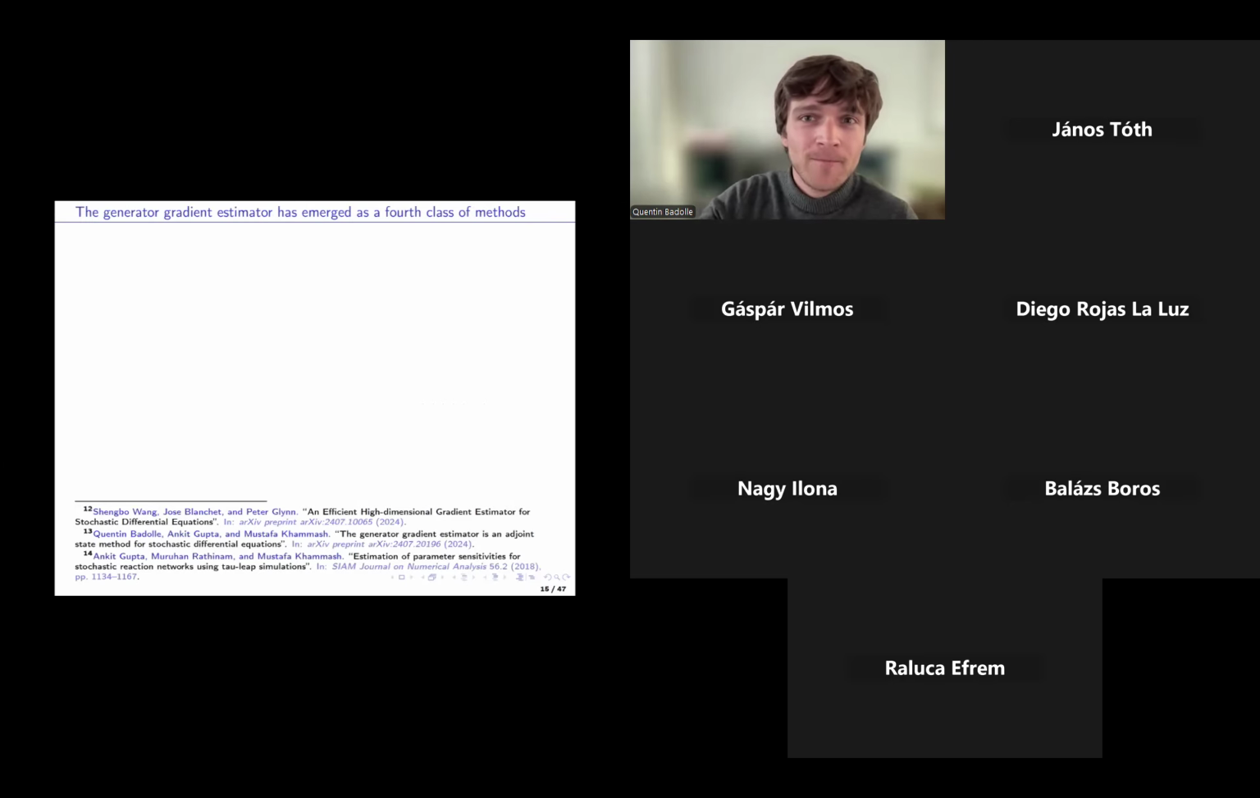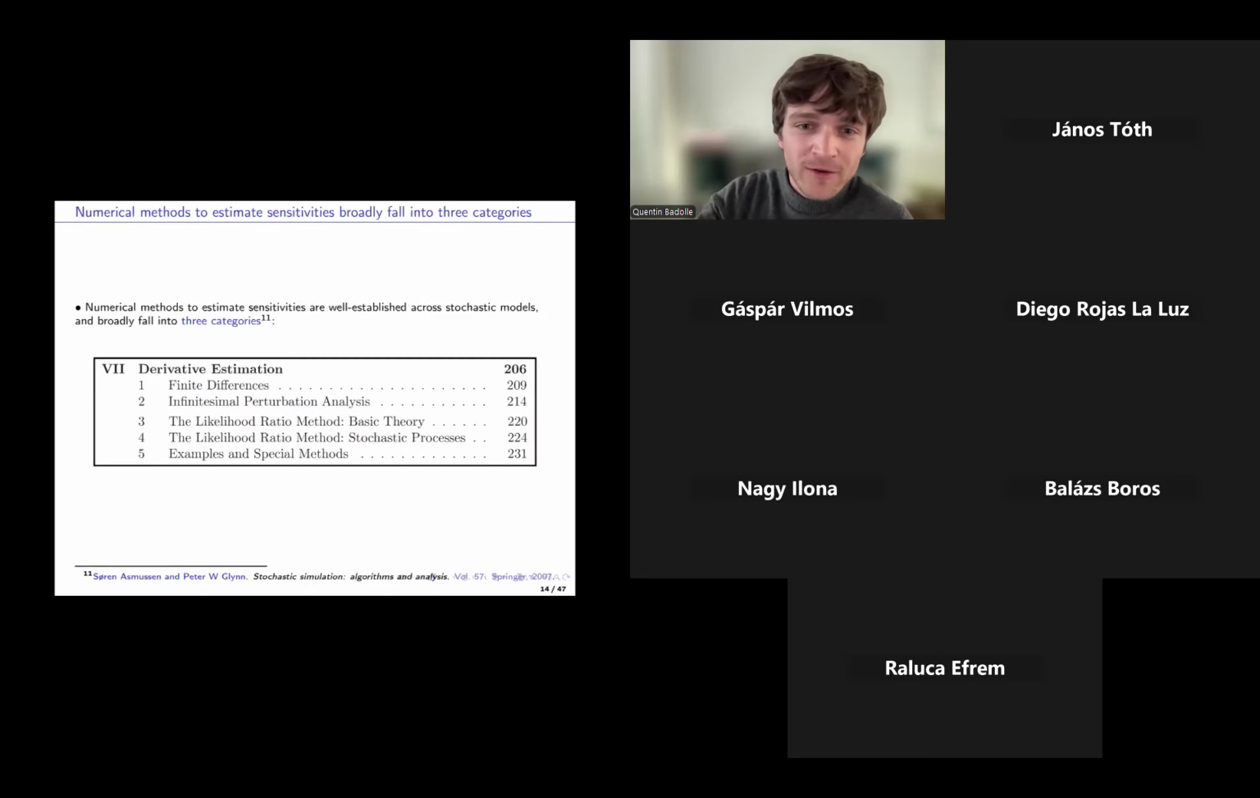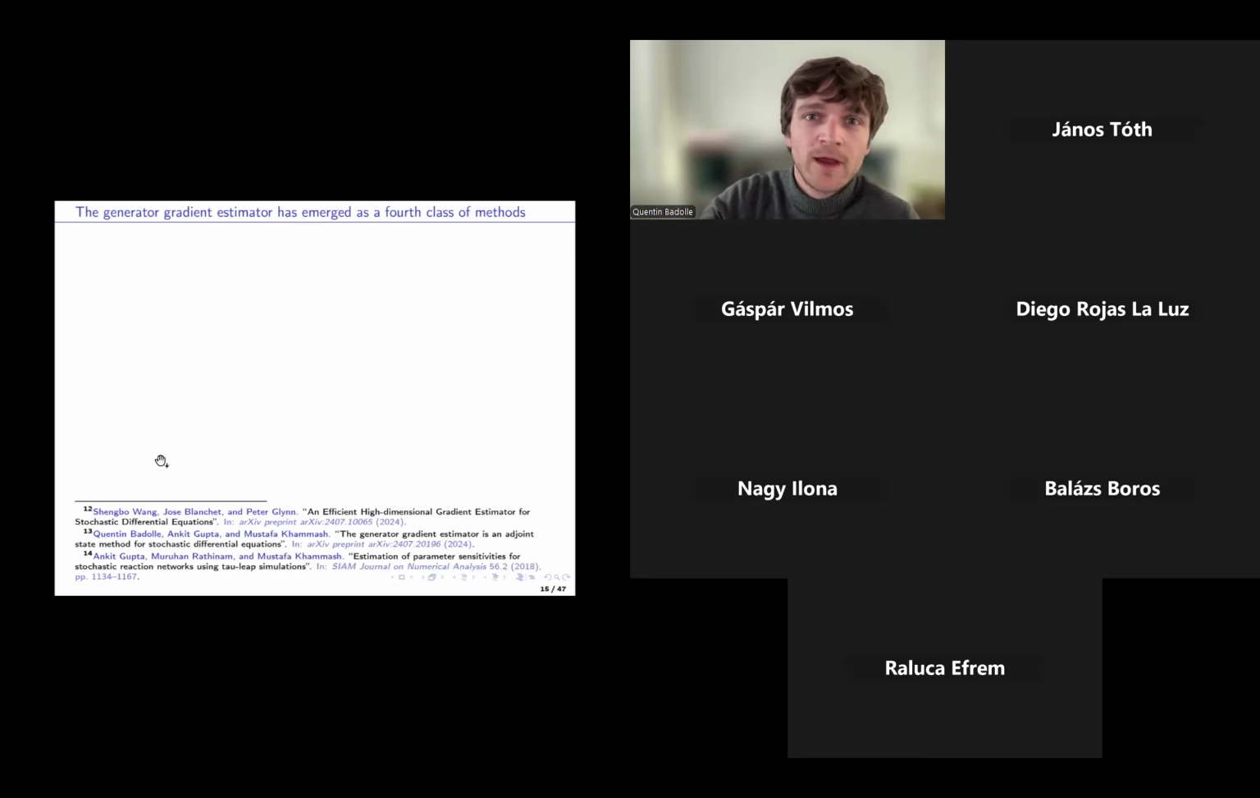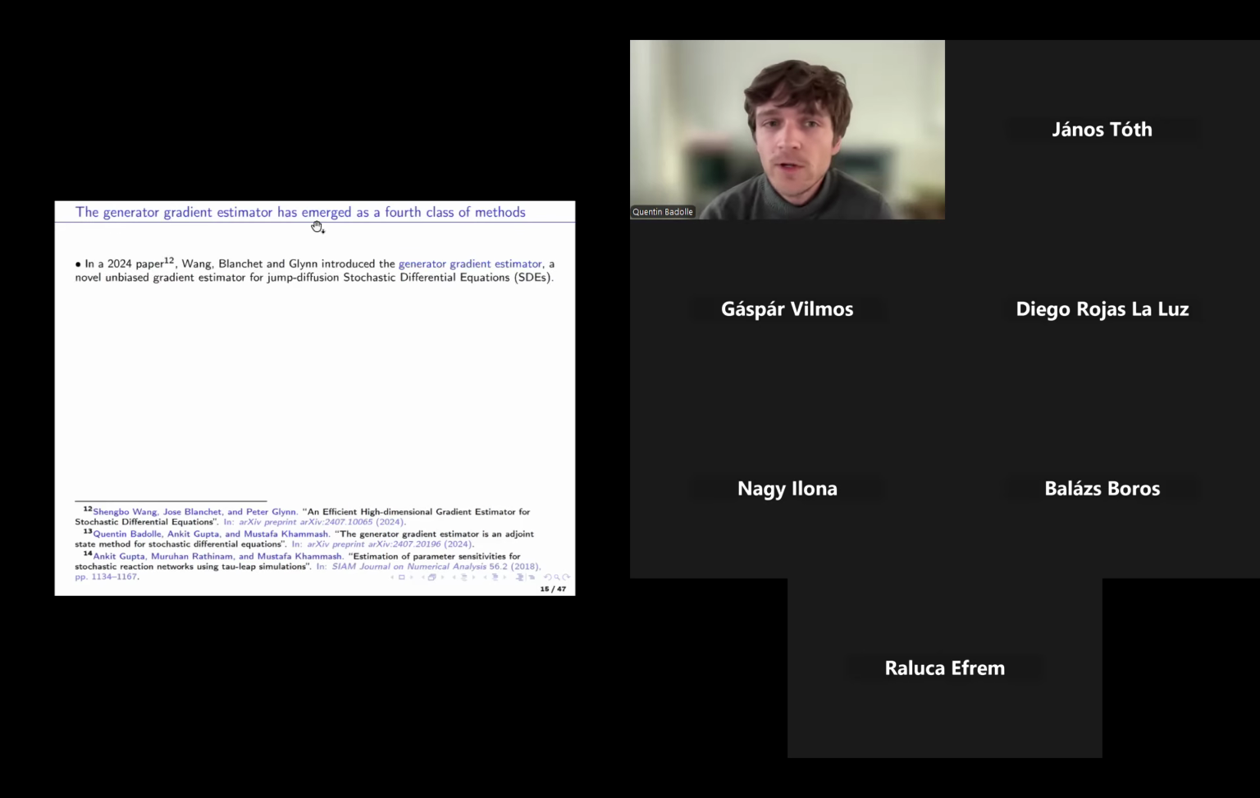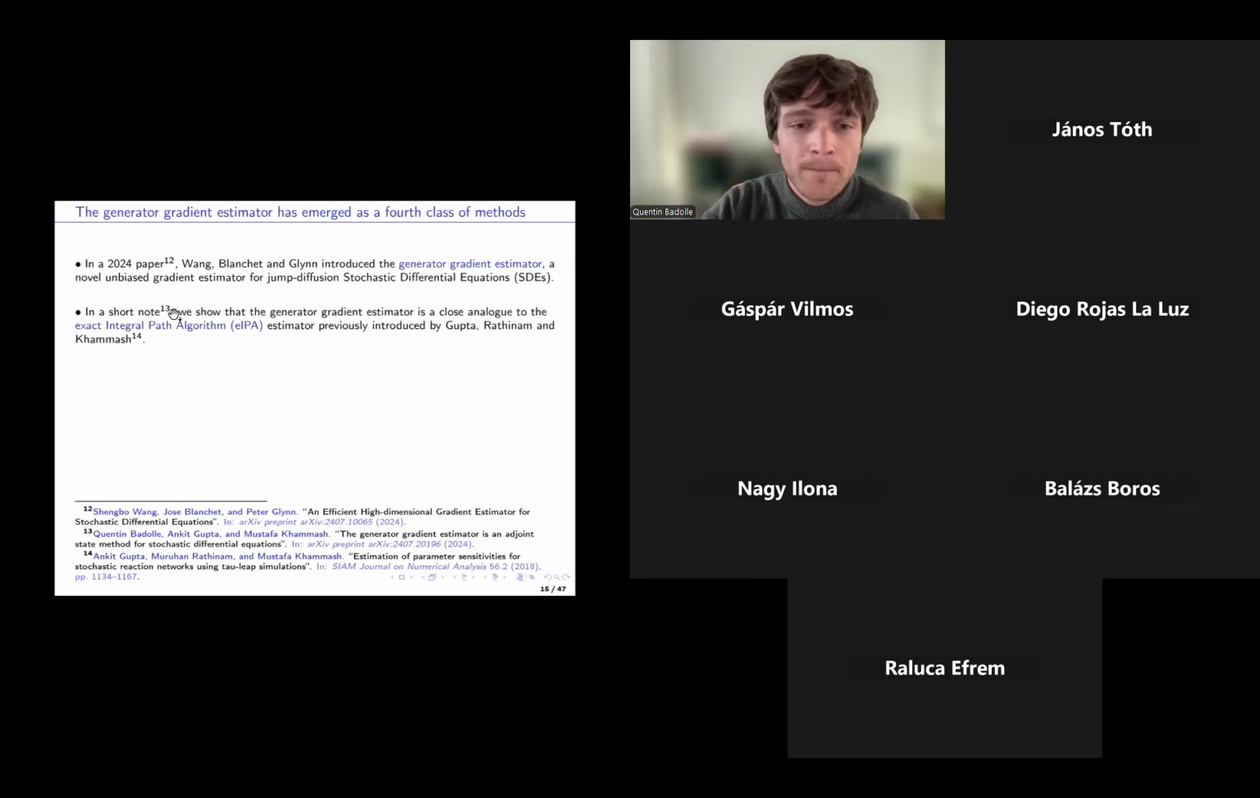So what I showed here was the textbook knowledge. And now there has been this generator gradient estimator, which has emerged as the 4th class of methods. In a 2024 paper, the 3 authors, Wang, Blanchet, and Glynn, introduced these generator gradient estimators for jump diffusion stochastic differential equations. And we've put a small note on arXiv to highlight the connection with an estimator which was developed in our group earlier, the exact integral path algorithm.